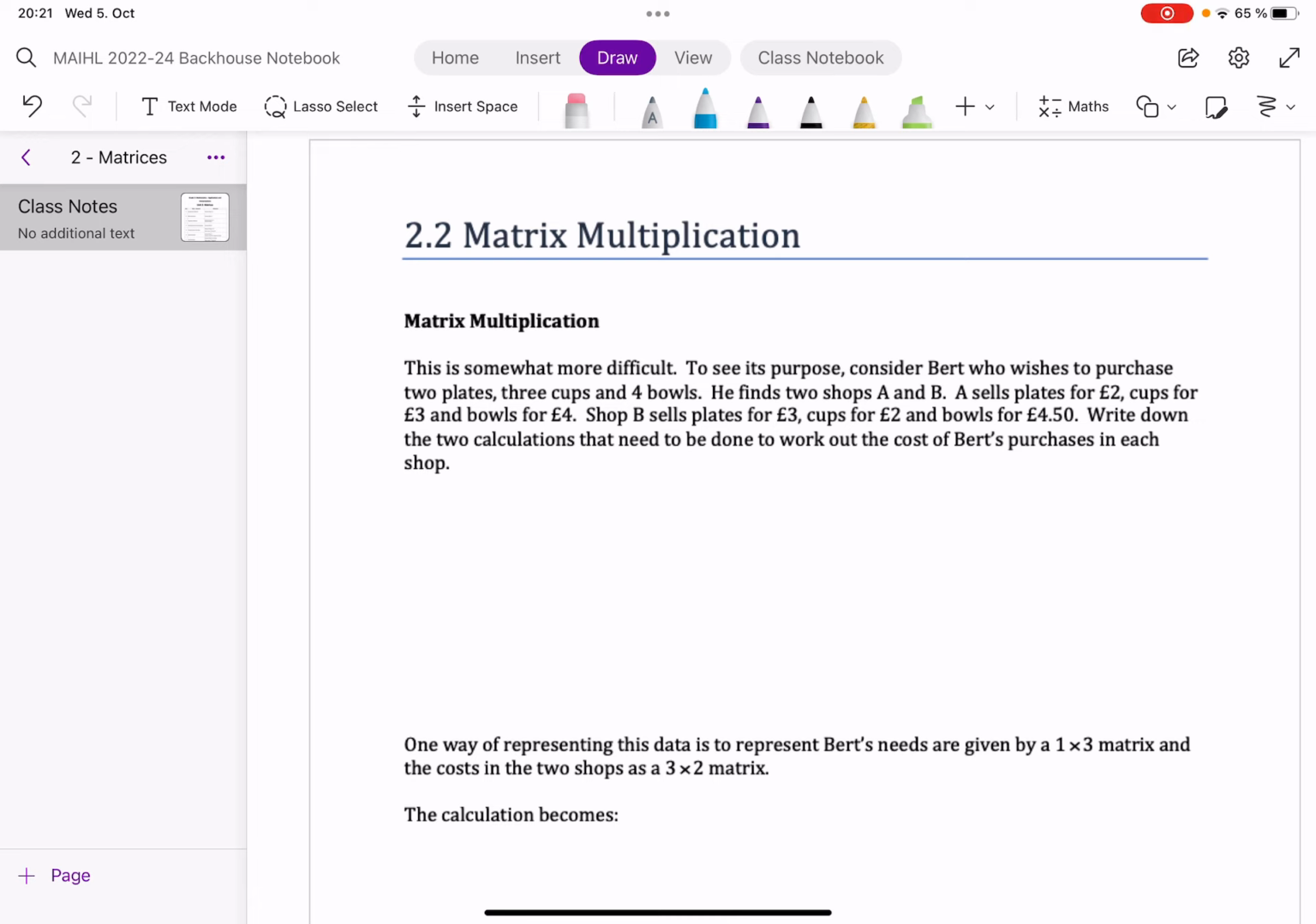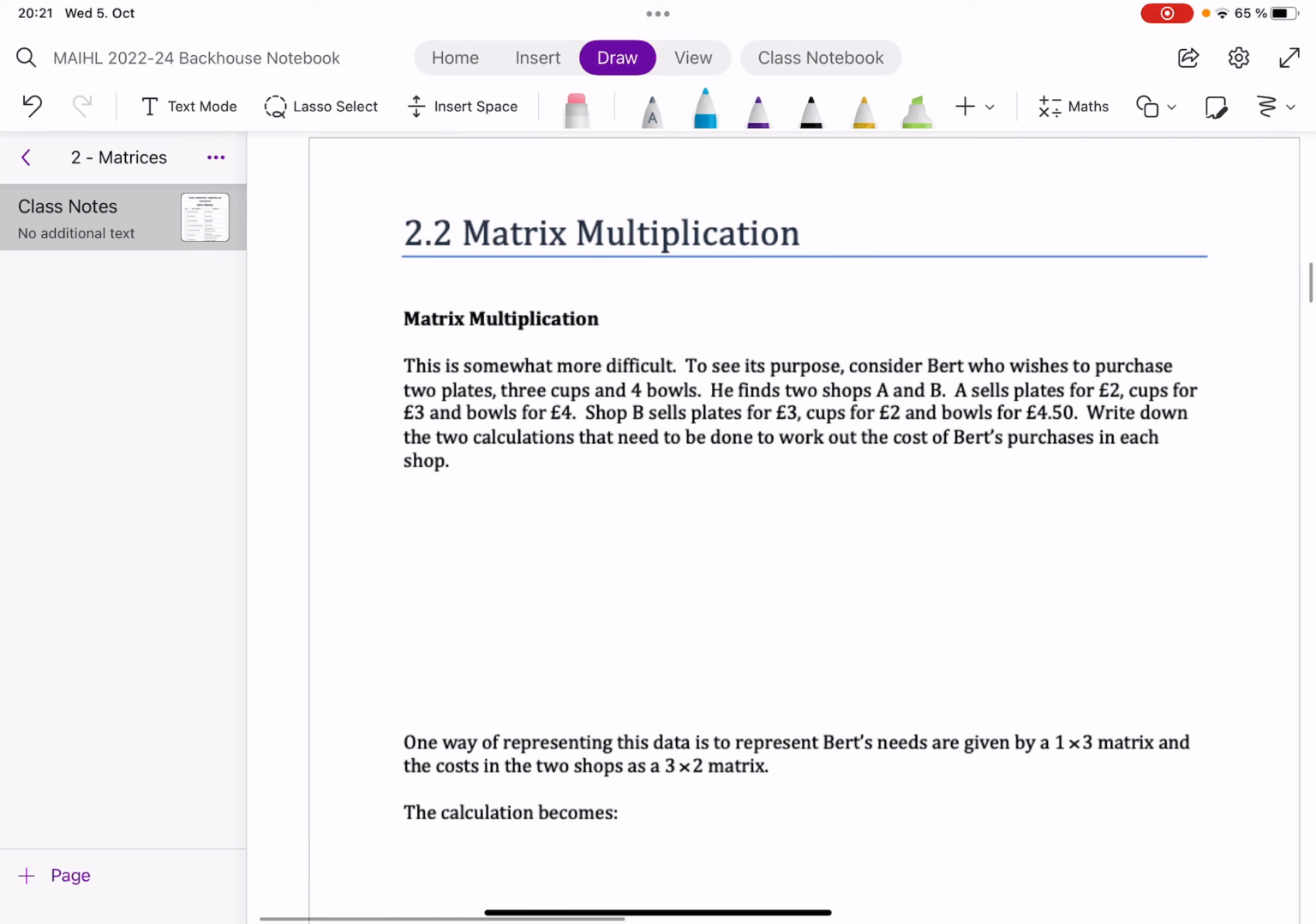First of all, we're going to consider not worrying about matrices, just a situation that we'd need to use multiplication for. So I suggest you pause the video and take a read of this first paragraph and think about the two calculations that would need to be done. Okay, so hopefully you've had a think about those.